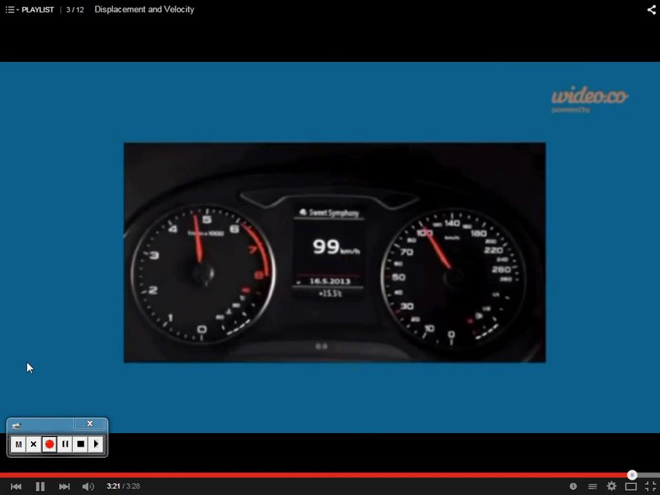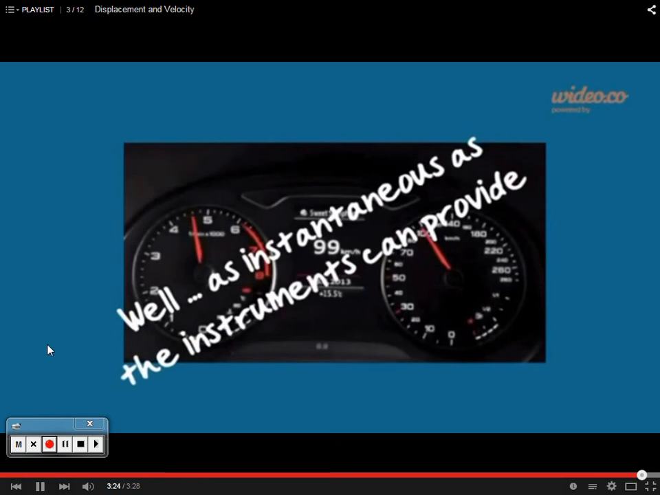So how do I record instantaneous motion? Well, instantaneous motion has to have instantaneous instruments. Instruments that give you feedback at the time it is happening. So here is your dashboard of your car, and that changes its velocity or speed. The dials change as you get faster, as you get slower. That can tell you what you are doing at that moment. And when I put it here, well, it's as instantaneous as the instruments can allow.